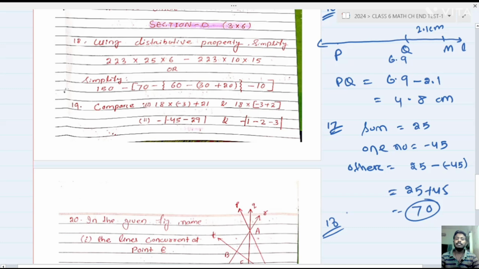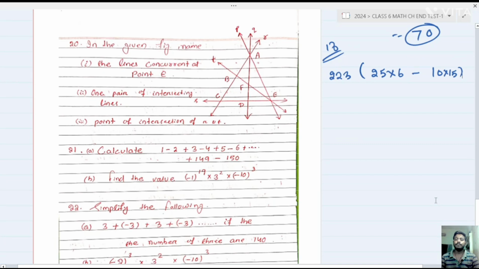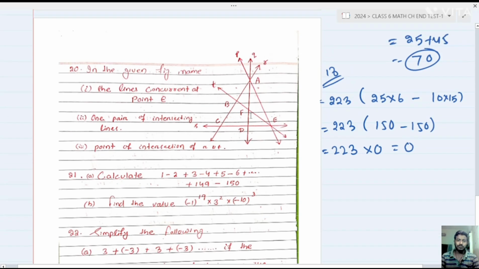Using the distributive property, simplify. So here we take common 223 and the remaining is 25 into 6 minus 10 into 15. So 223, then 150 minus 150. So 223 into 0. So answer is 0. Now next question.